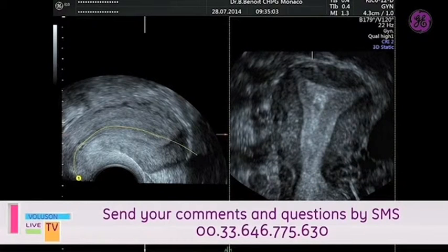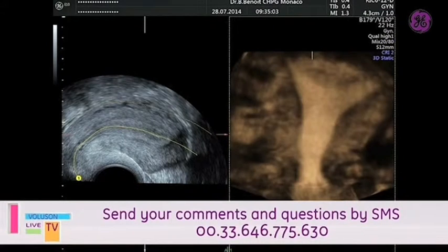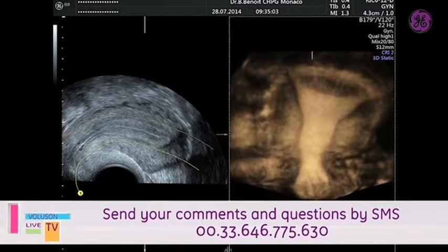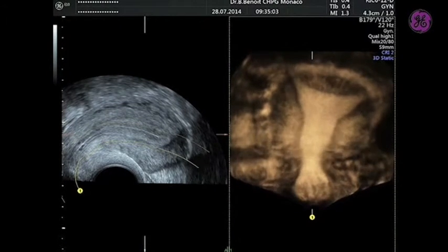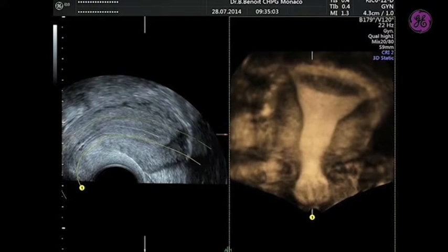And also you can increase the contrast by using volume contrast imaging. In this case, I use the X-ray mode, always with a thickness between 5 and 10 millimeters.